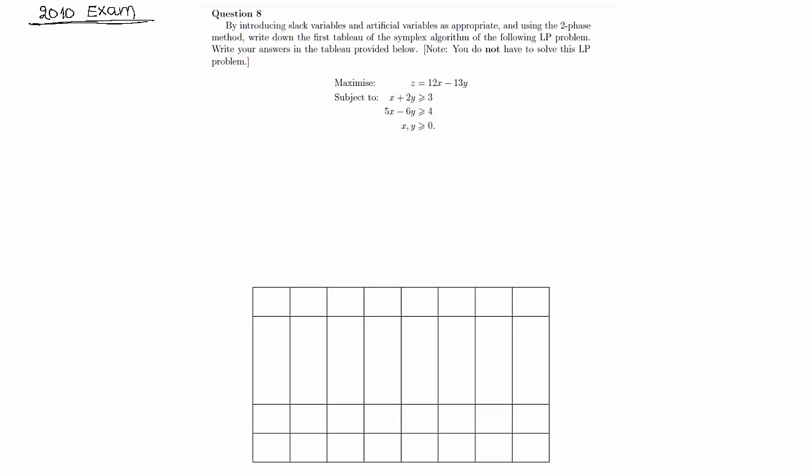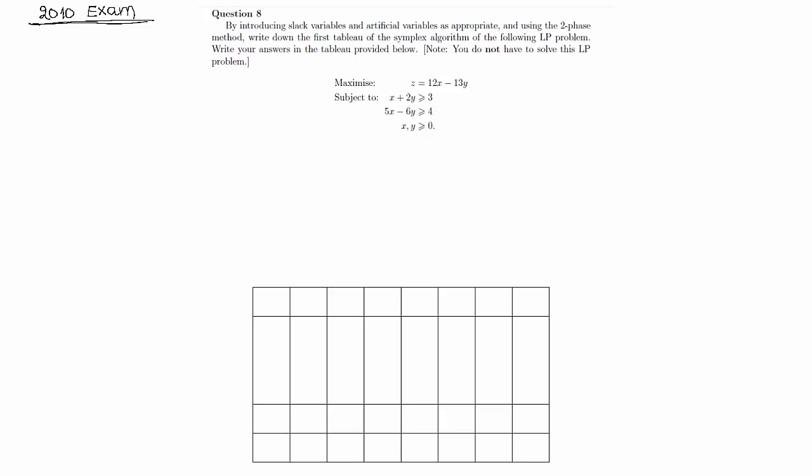This is question 8 from the 2010 exam. For this question, we need to write the initial tableau by using the two-phase method. Now, for the two-phase method, except from introducing slack variables, we also introduce artificial variables. And we introduce one artificial variable for each constraint that has the form greater than or equal to some constant. Or you can say that we add one artificial variable for each negative slack variable in our constraint.